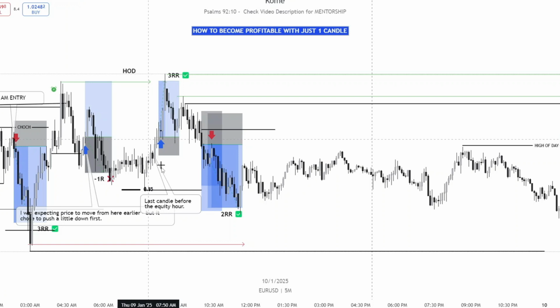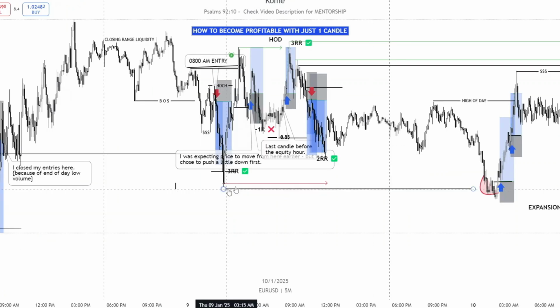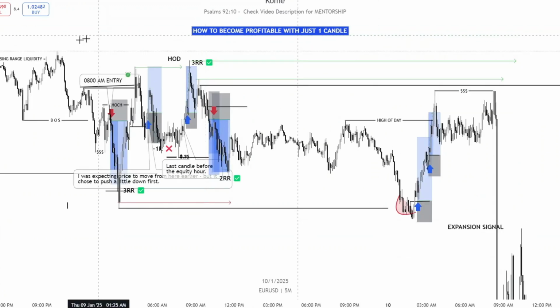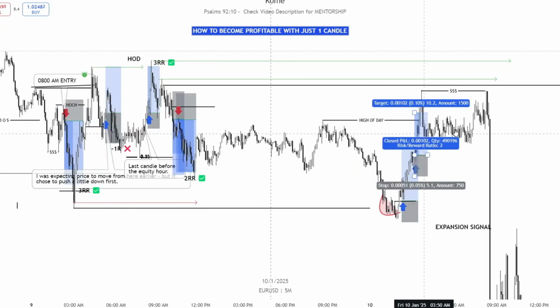This particular day, Wednesday, was an inside day, which was on the 9th, on which we took this trade. Look at this. This was the low of the day, and this was the high of the day. So what was my expectation? My expectation was price to come and take this high. However, I will show you something real quick.